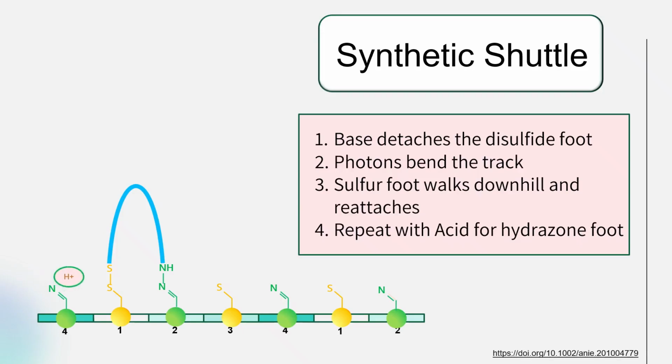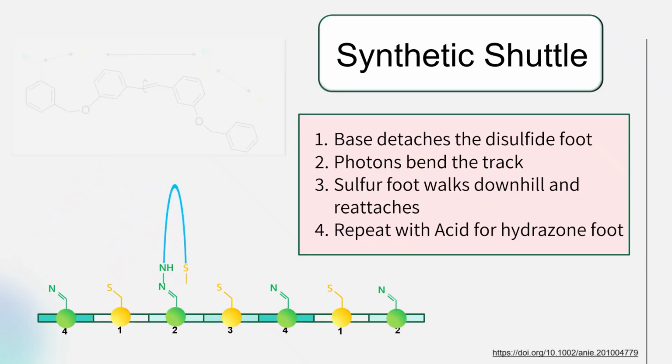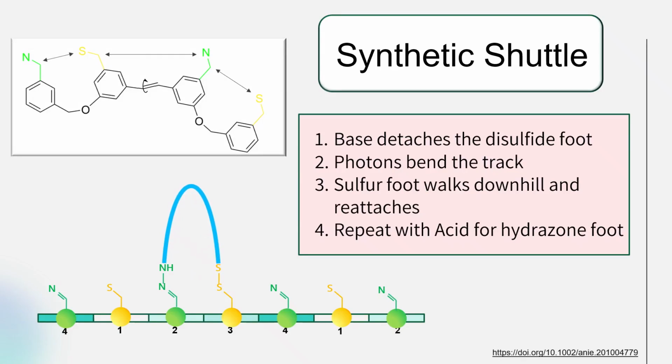But how can they make the walker directional? Kinesins do it by polarizing their microtubules so that the walkers can go electrically downhill, but ideally we'd want our walker to be able to go either way we chose. With some clever chemistry, the team designed their track using stilbenes, which are molecules that can change conformation from cis to trans using light. By controlling the shape of the track, the researchers were able to control the downhill direction of the track every time the walker lifted a foot, allowing the team to direct it either way they chose.